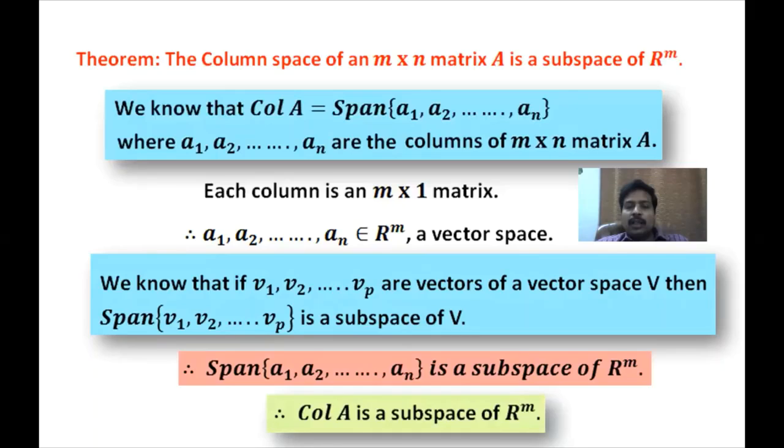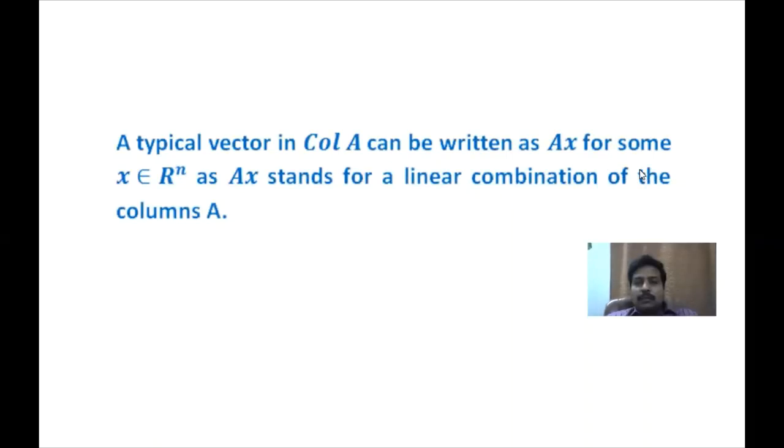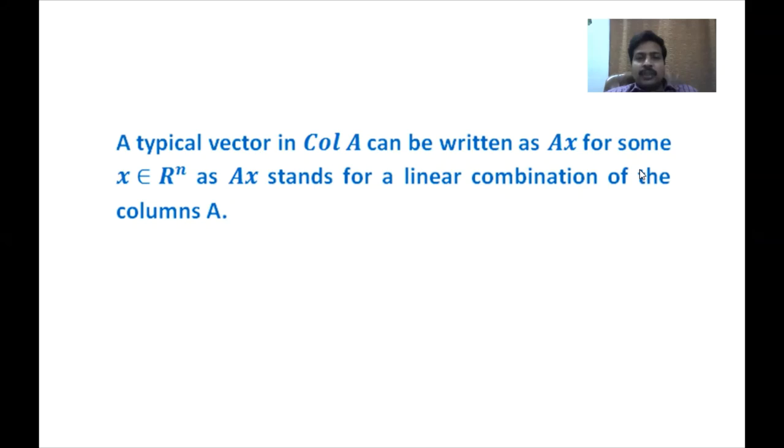So therefore column space A is a subspace of Rm, since this is nothing but column space A. So this is the simple theorem. We have already proved that null space of A is a subspace of Rn. Now we prove that column space of an m by n matrix A is a subspace of Rm. Let us go in detail about column space A here.